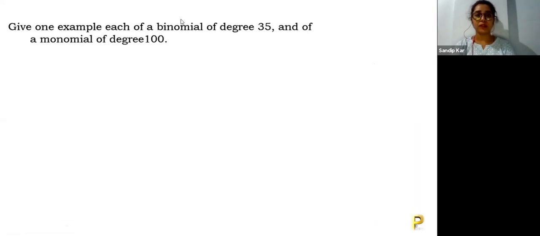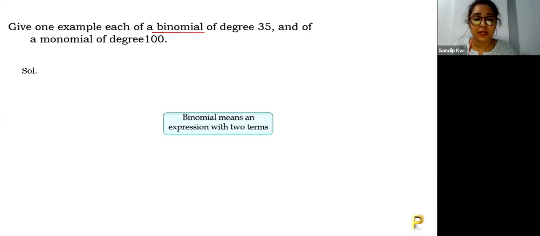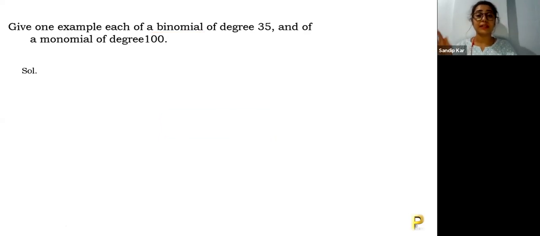Here we have a question again. This is a very simple question. You can randomly answer it. You don't need the perfect answer that I give, because the main thing you have to do is give an example of a binomial. Binomial means two terms, right? In which the degree of the polynomial should be 35. And a monomial of degree 100. I want your answers. Do try them out.